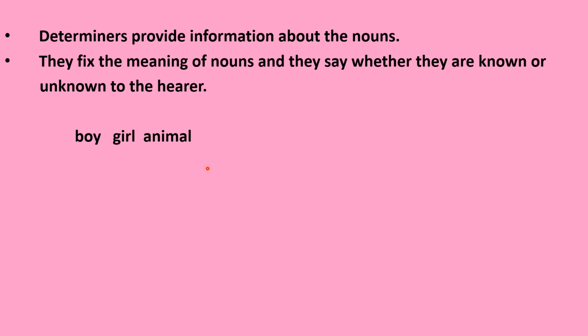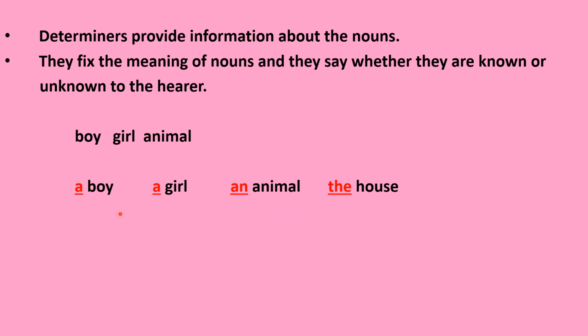For example, in our mother tongue we say abbai, ammai, or ladka, ladki, like that. But in English, we cannot simply say boy, girl, animal. We have to fix them by using the determiners. We have to say a boy, a girl, an animal, the house. So like that, we have to add these determiners. They give us the information about nouns unlike our mother tongue. So that is the characteristic feature of English language.